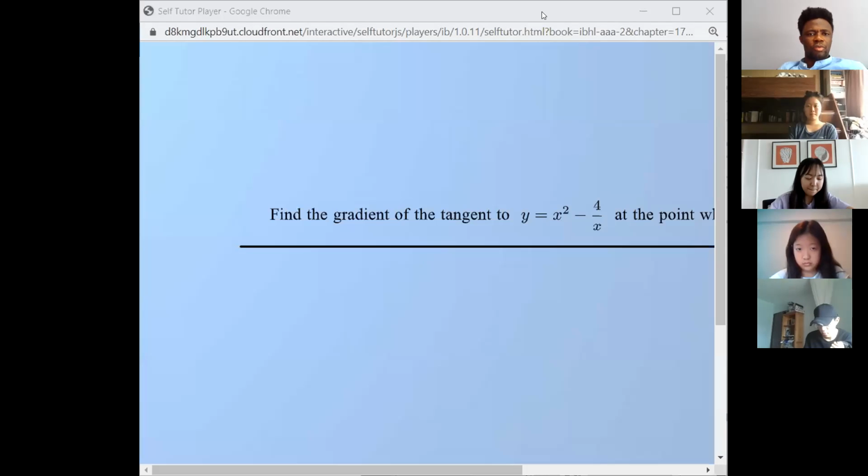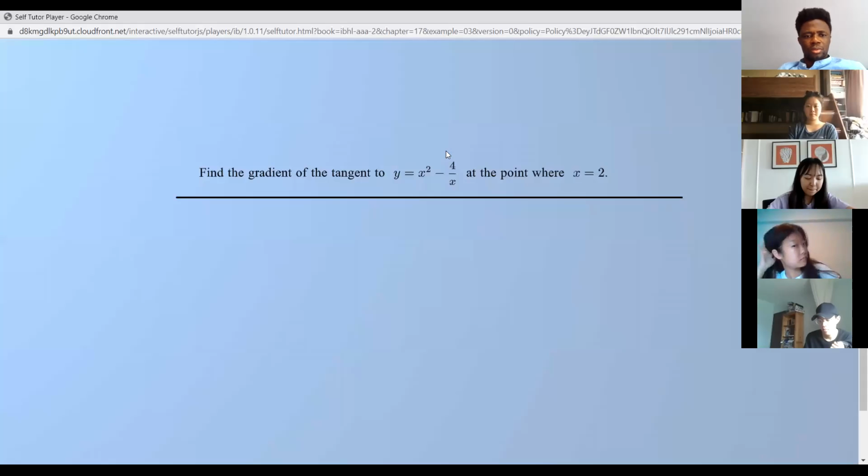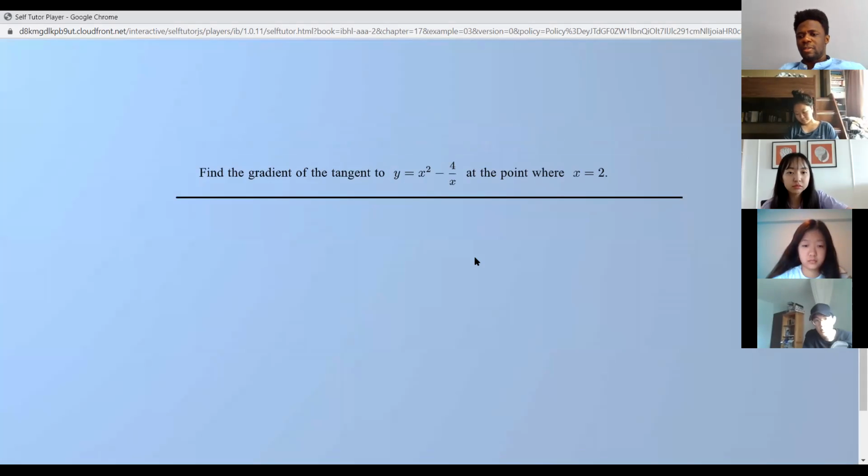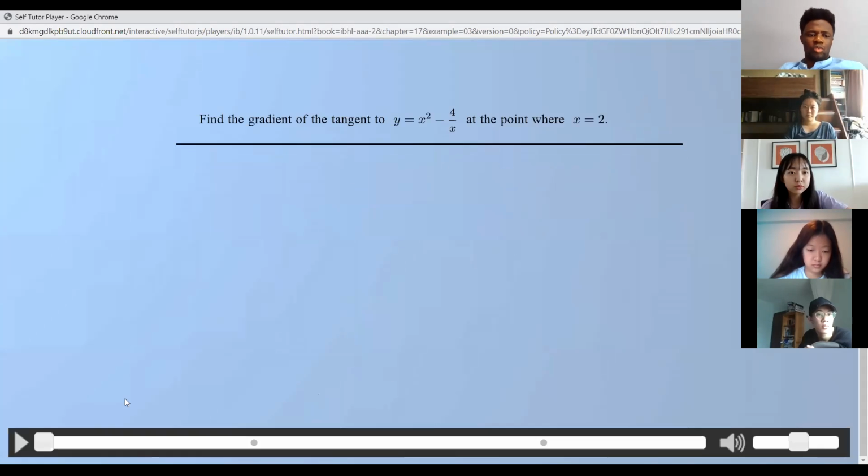Is this the third or the fourth? Oopsie. Find the gradients. Okay, sorry. Yeah, that's the third one. Can you see, find the gradient of tangent at something, something? Okay, this is the third one.